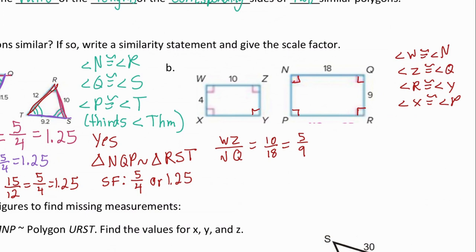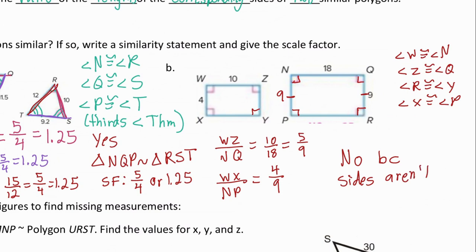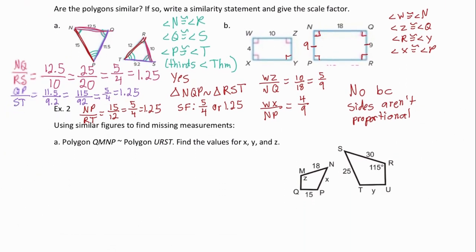Okay. And then this is a rectangle. So if this side is 9, this side is also 9. So I'm also going to check WX. Again, I want to keep the order consistent between the two figures, to NP. And so that's going to be 4/9. These two are not the same thing, so no. And that would be because the sides aren't proportional. So the angles are congruent, but the sides are not proportional, so that's going to stop us from being able to go further there. Okay, moving on to the next one.